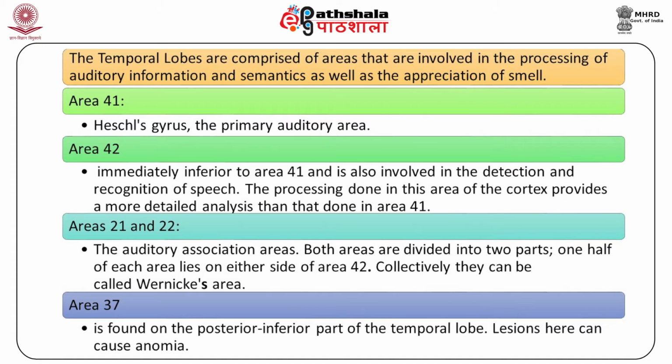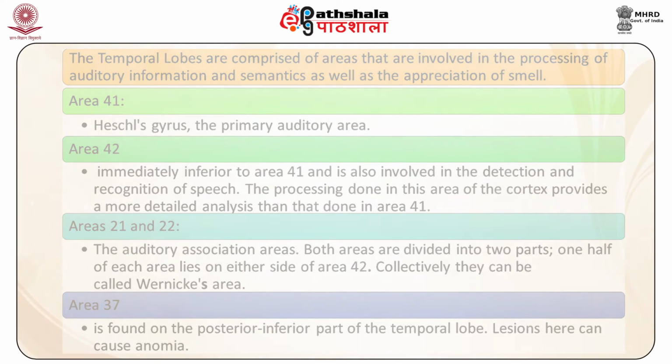Both areas are divided into two parts. One half of each area lies on either side of area 42. Collectively, they can be called Wernicke's area. Area 37 is found on the posterior inferior part of the temporal lobe. Lesions here can cause anomia.